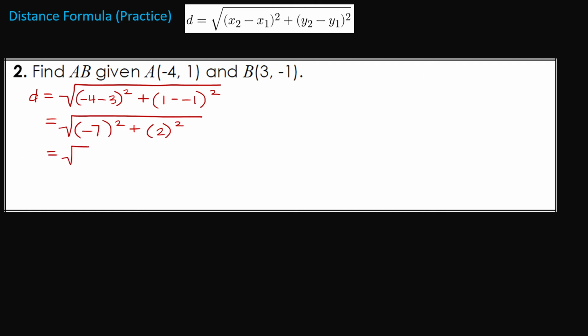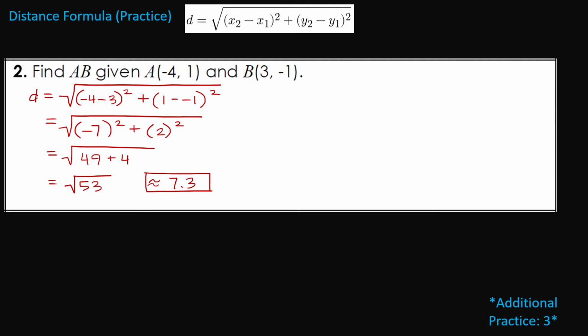We're going to square our values here. -7 squared is +49. 2 squared is 4. So we have simplified to get the square root of 53. And when we estimate the square root of 53 to the nearest tenth, we get about 7.3 units. The length of segment AB is 7.3 units. There is another practice problem just for using the distance formula, and that is problem number 3 in your notes.